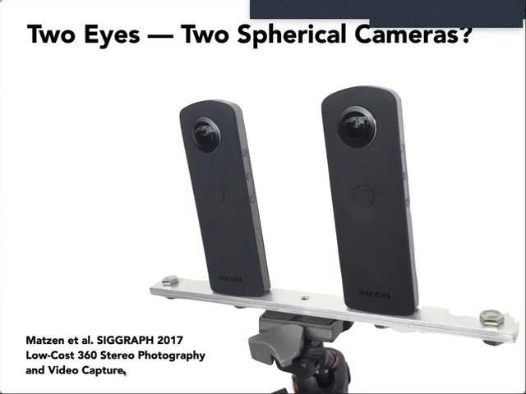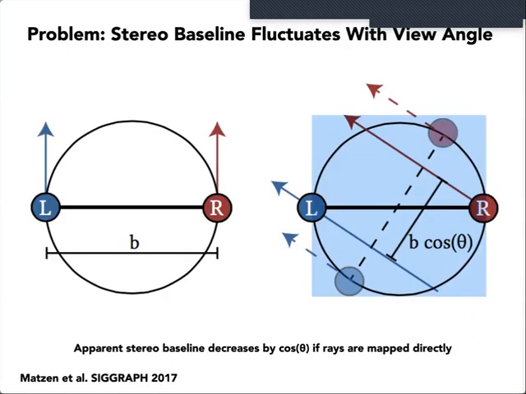This is a research paper from SIGGRAPH 2017 that looked at low-cost 360 stereo photography and video capture. So that's exactly what they did. They just bought two Ricoh Thetas, stuck them on an aluminum rail, and tried to say, "Hey, can you produce good stereo spherical video with this?" The problem, which is what I'm trying to build your intuition for here, is to understand the difficulties involved with VR imaging in general. So what's wrong with this solution?